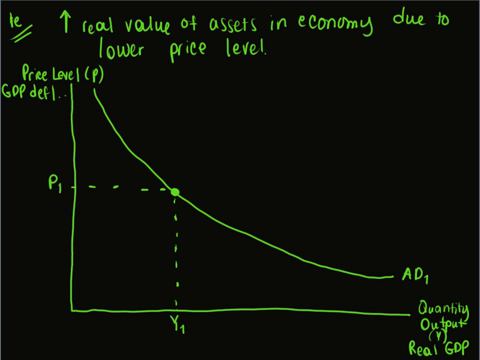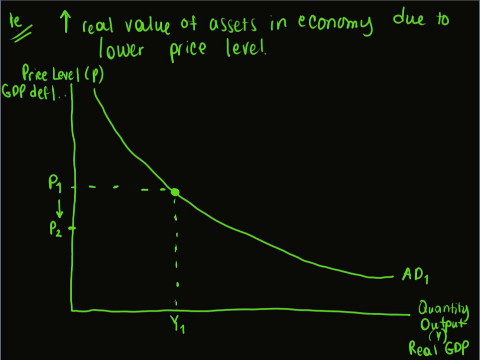Okay, so now I need to consider, am I moving along the aggregate demand curve, or am I shifting the entire thing? Remember that when the reason for a change in my aggregate demand is a change in the price level, then I am talking about a movement along the aggregate demand curve. If it's for any other reason, I'm talking about a shift. So here I am exactly talking about a change in the price level. It's decreased. And so what I'm going to have here is a movement along the aggregate demand curve. Okay, the first one.